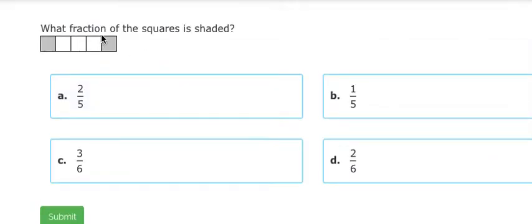What fraction of the squares is shaded? First we need to find out how many there are. 1, 2, 3, 4, 5. That's the denominator. Then 2 are taken away. That's the numerator. So 2 by 5.